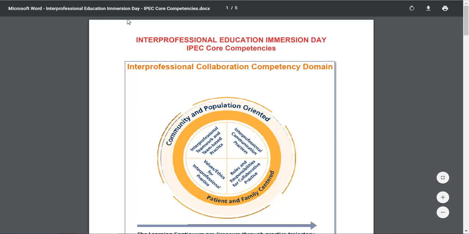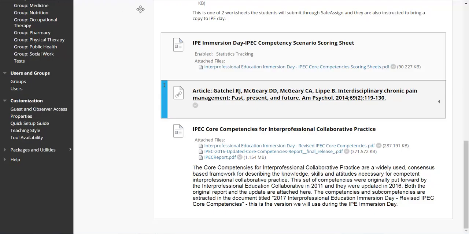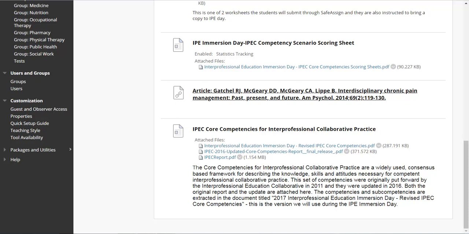There's a short version of the competencies that lists all of the competencies that are going to be used. If you wanted to get more information on the competencies, you can take a look at the full version of the 2016 updated IPEC competencies report.